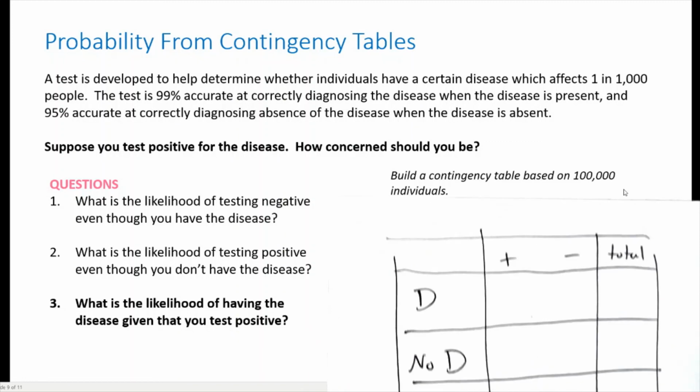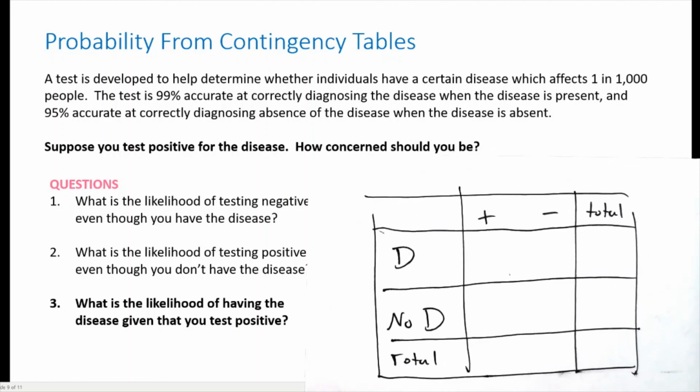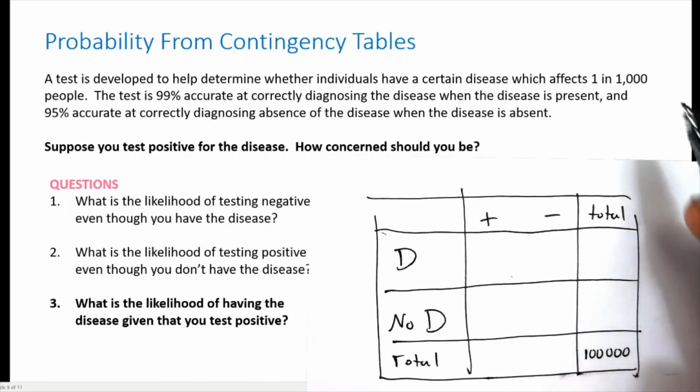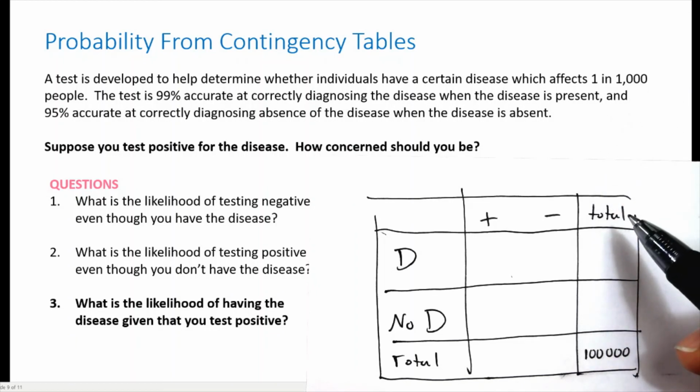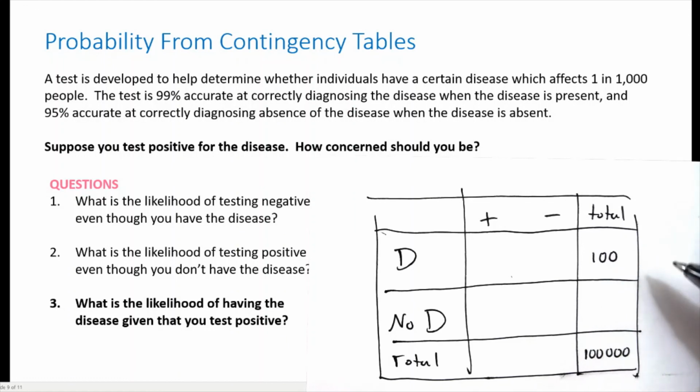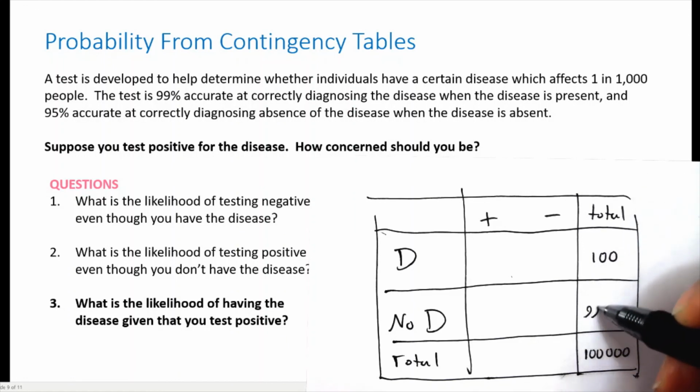Okay, so I've redrawn the table, pretty sloppily, but there it is. We have a total of 100,000 people. Only 1 in 1,000 have the disease, so only 100 of them will have the disease, which means that the remaining 99,900 of them do not have the disease.